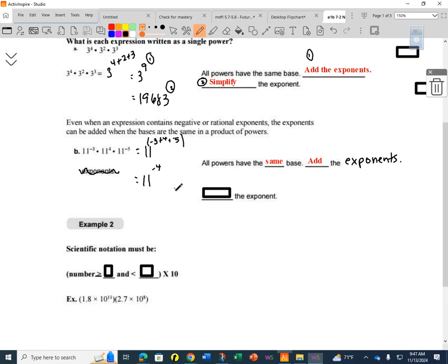Does that make sense? All right, and then we're going to simplify. Remember, we're going to make that a fraction and move it to the bottom, make it positive if there's nothing left in the top. So we're going to put 1 divided by 11 raised to the 4th power, which is 14,641, so it will be 1 over 14,641. Any questions?